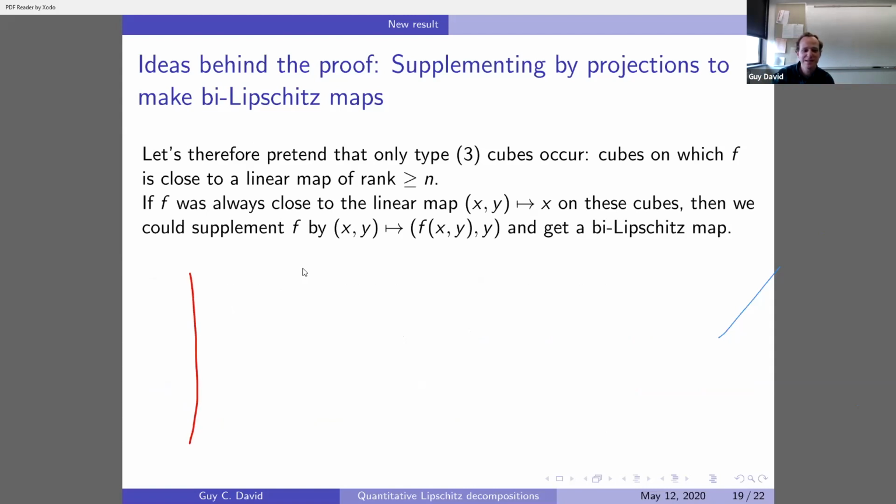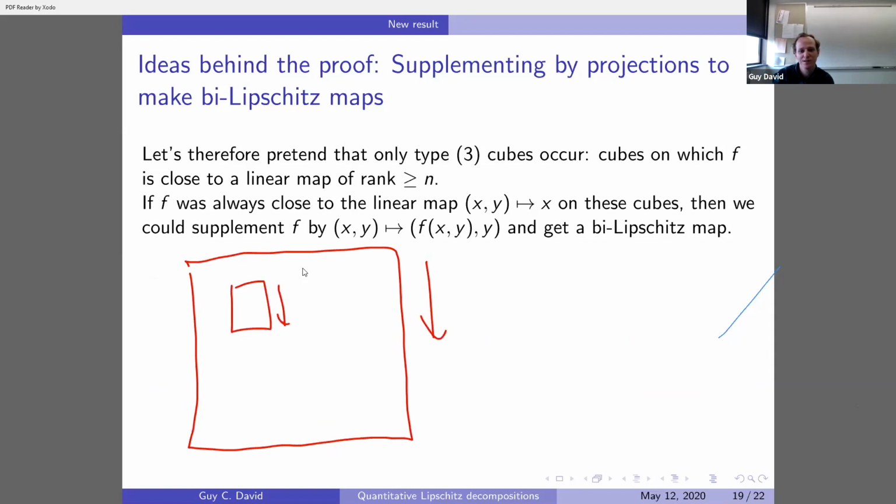Now, the easiest scenario is if the linear map that you're close to is always the projection to the x-axis, right? So every cube you look at, your mapping is close to this projection downwards. Then it's very easy, right? Then you just supplement by the y coordinates, and congratulations, now you have a bi-Lipschitz map. Okay, that's a very easy scenario. Exactly, you're missing the same coordinates at every scale.